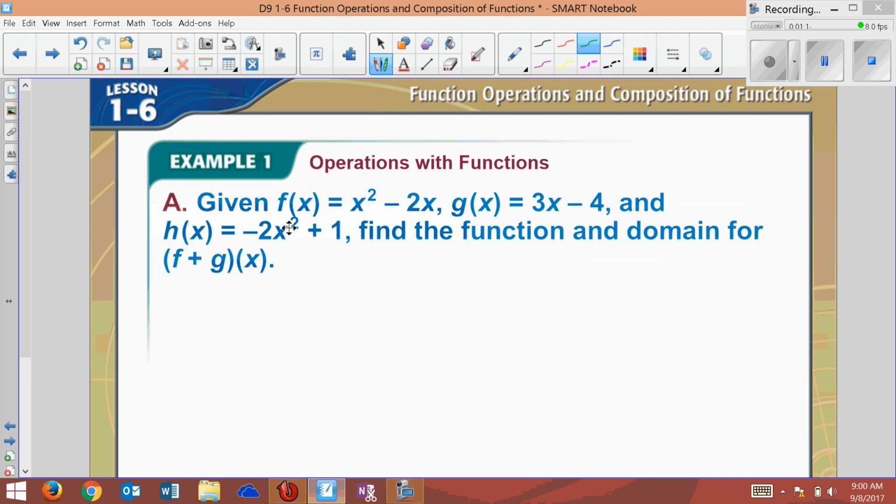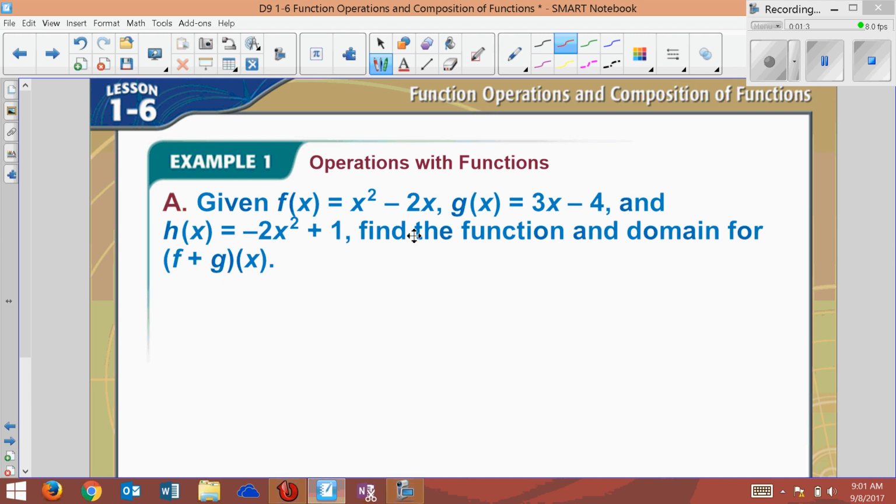So let's look at this. We have two functions here. Here's f, x squared minus 2x, and g, which is 3x minus 4. There's also h given, which is negative 2x squared plus 1. It says find the function and domain for f plus g.